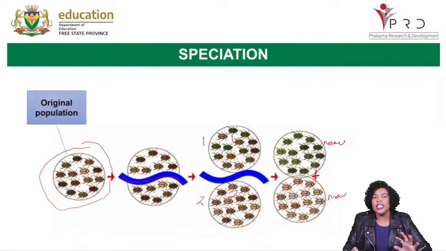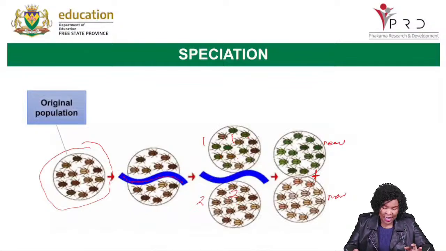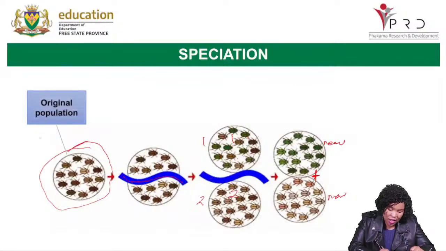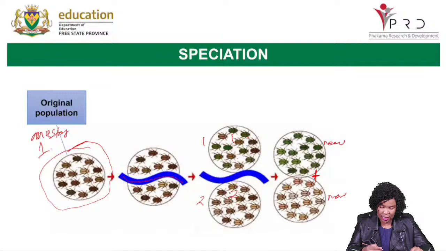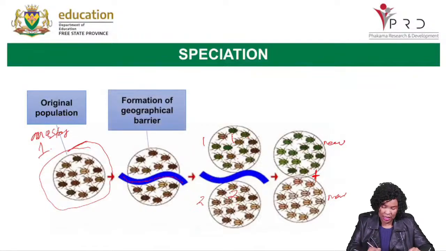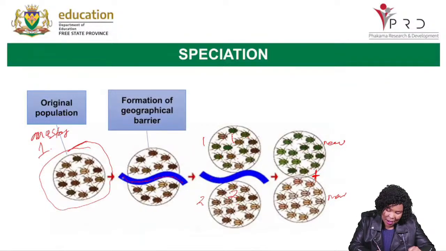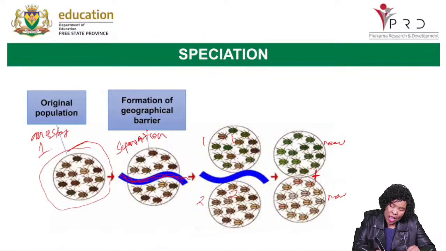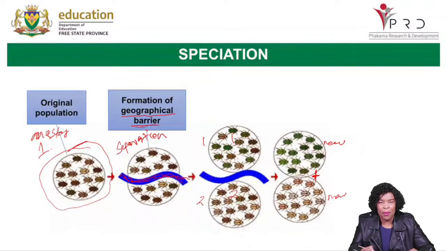Speciation in general overview. You start with a general population or with one population or an ancestor. Sometimes you refer to it as an ancestor population. And then this ancestor population is going to be separated by a geographical barrier. So the separation must be there. So when you talk about speciation, we want to see the separation. Then that is where you're going to explain that this separation was brought by a geographical barrier.